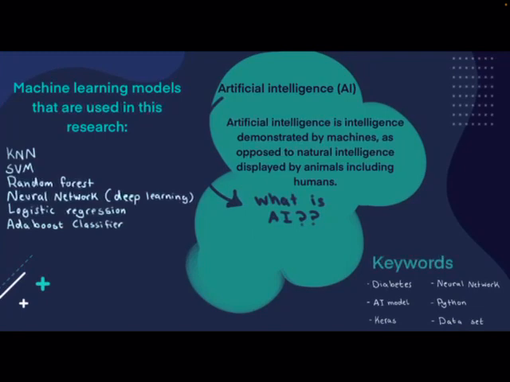Let's start off with explaining what is artificial intelligence. Artificial intelligence is intelligence demonstrated by machines as opposed to natural intelligence displayed by animals, including humans. The machine learning models that we used in this research were KNN, SVM, random forest, neural network, in other words, deep learning, logistic regression, and AdaBoost classifier. The keywords: diabetes, AI model, Keras, neural network, Python, and dataset.